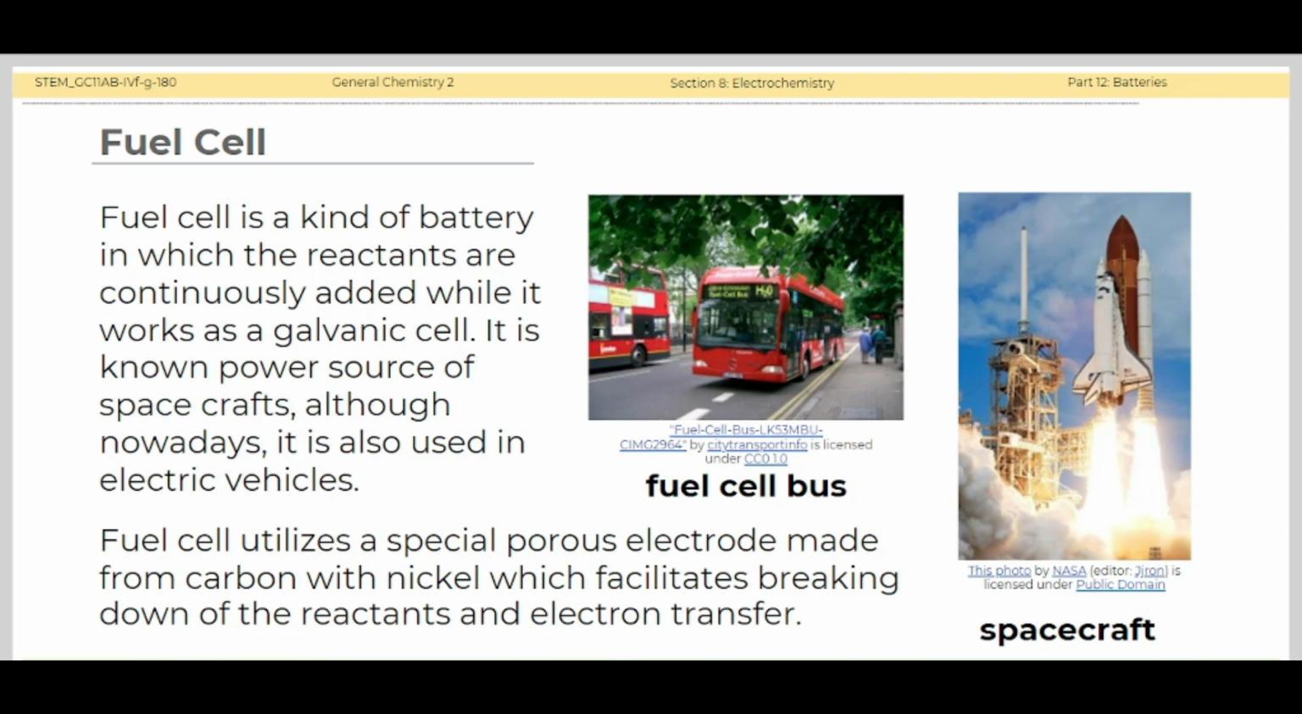Fuel cell is a kind of battery in which the reactants are continuously added while it works as a galvanic cell. It is a known power source of spacecraft, although nowadays it is also used in electric vehicles. Fuel cells utilize a special porous electrode made from carbon with nickel, which facilitates breaking down of the reactants and electron transfer.